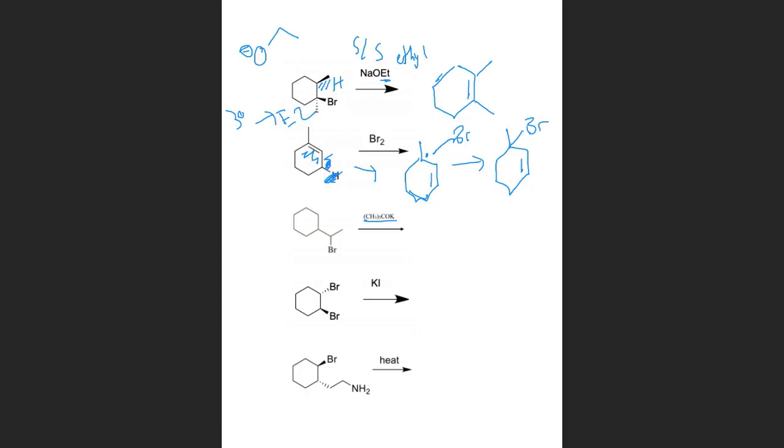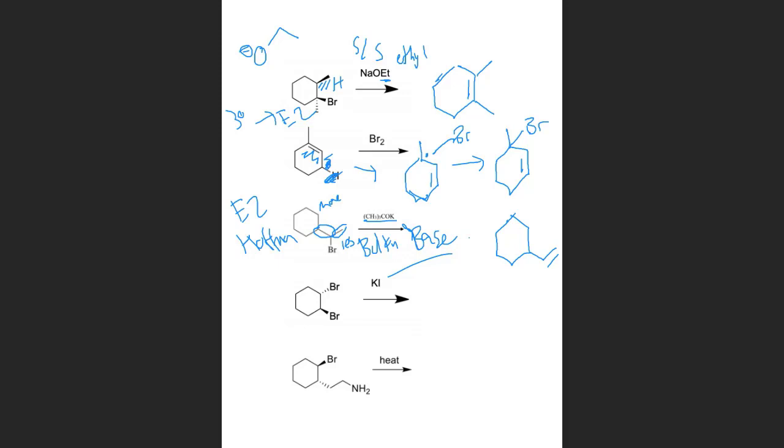In this instance, we have a bulky base. And so whenever we have a bulky base, we're going to do E2 Hoffman. And so this right here is more substituted, but this right here is less. And so our product is going to look like this, where we form the Hoffman product because it's the bulky base.